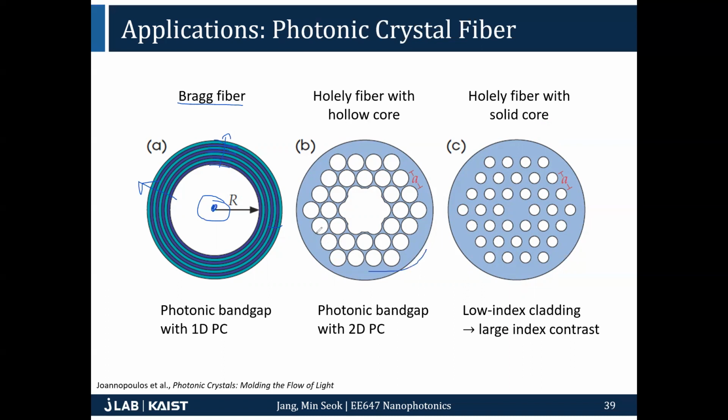And then the second type is a fiber with a hollow core. So you have a hollow core, and then you have a photonic crystal here, and then here also a photonic crystal, but there are no holes in it. So let me explain these three types of photonic crystal fiber one by one.